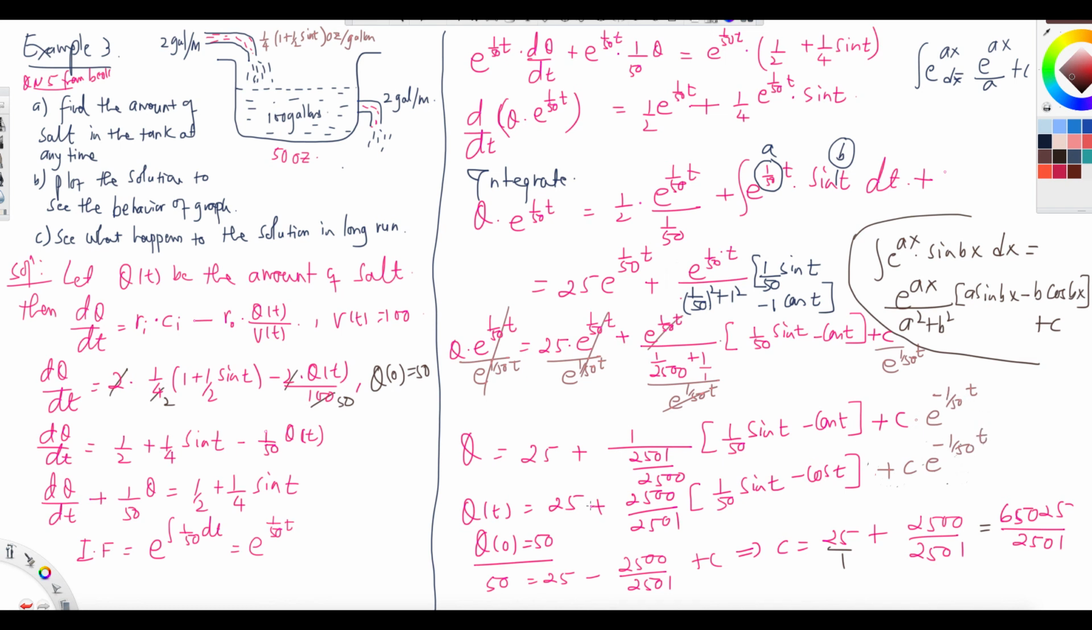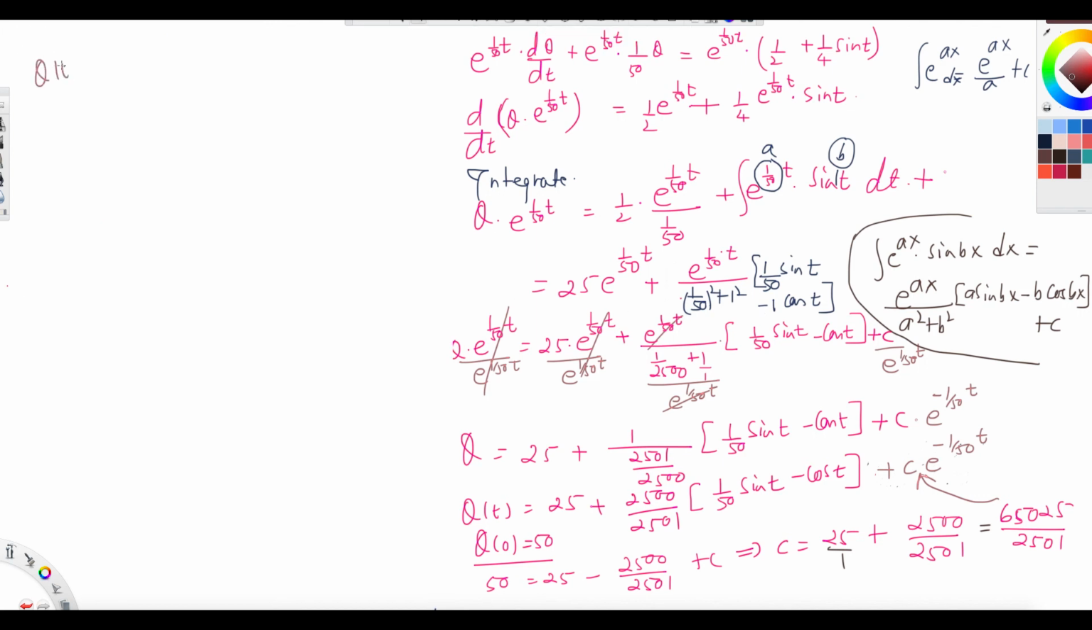So now when you plug in q0 equals 50, then you get c equals that value. So this value goes here in place of c. That's what it goes. Okay, let me write down the final version of the solution.